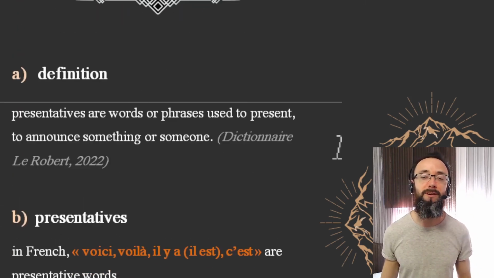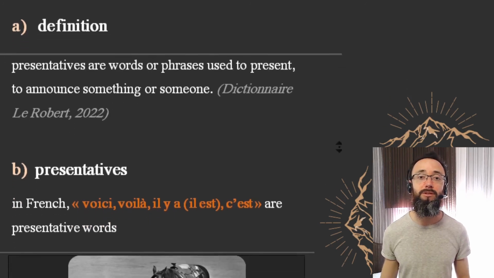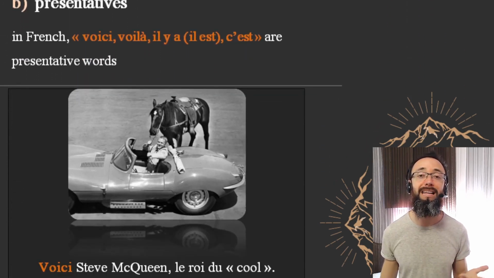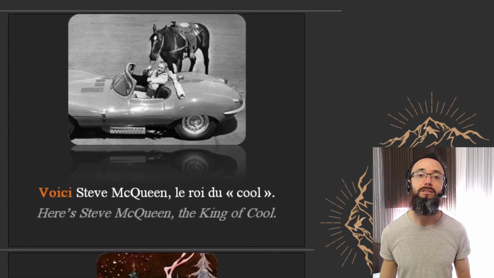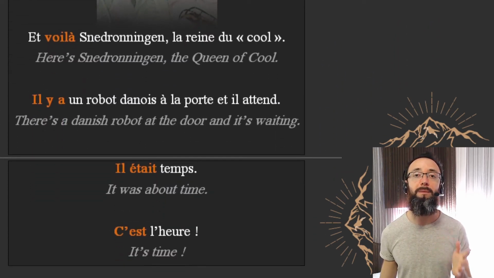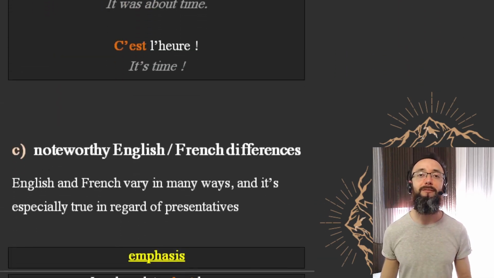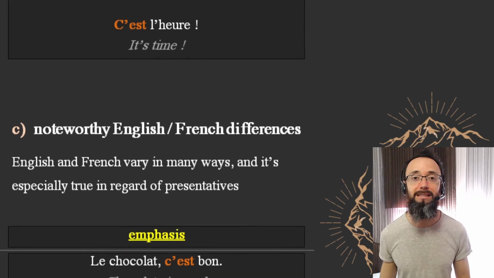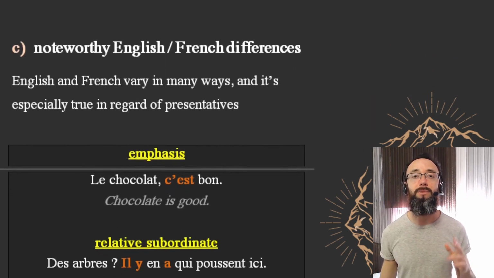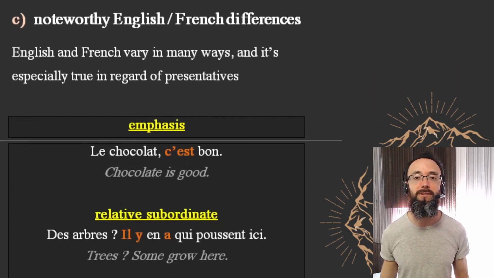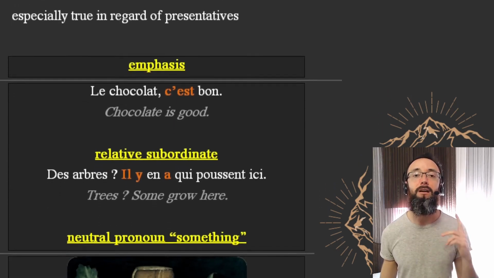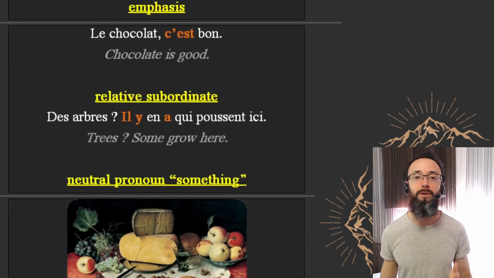Presentatives are words or phrases used to present, to announce something or someone. They are voici, voilà, il y a, il est, c'est. Just like in the sentences that we covered here, many, many more. Click the link below the video to find out if you can complete the exercise. And finally, some noteworthy English-French differences: emphasis, relative subordinate, neutral pronoun something.